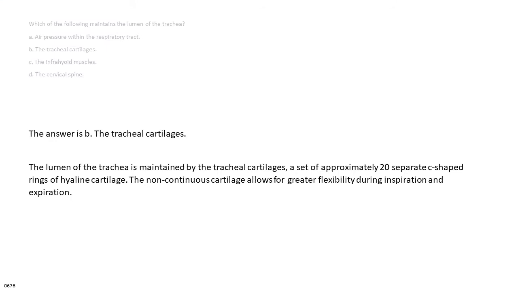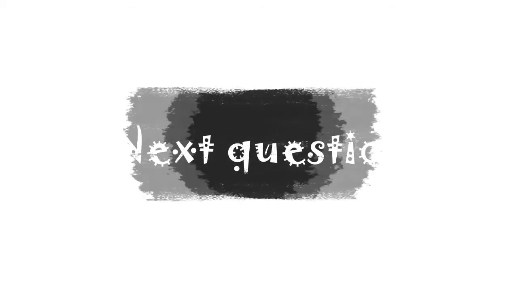The answer is B. The tracheal cartilages. The lumen of the trachea is maintained by the tracheal cartilages, a set of approximately 20 separate C-shaped rings of hyaline cartilage. The non-continuous cartilage allows for greater flexibility during inspiration and expiration.